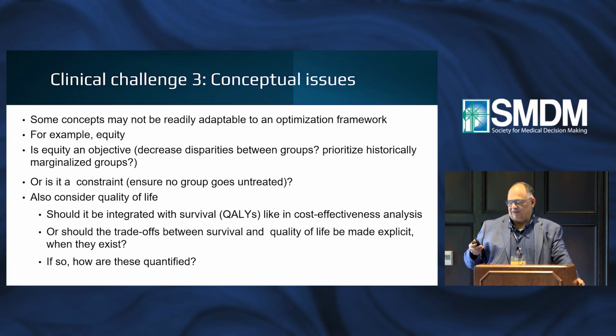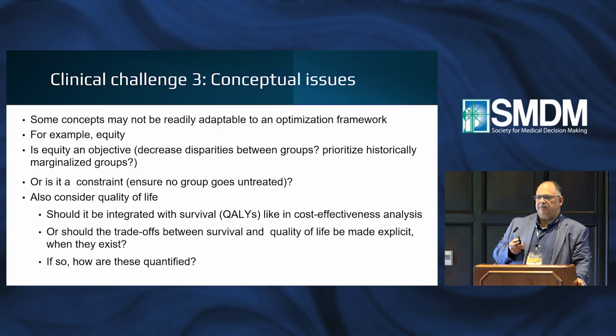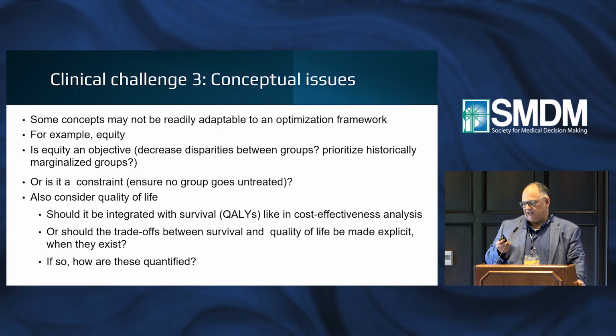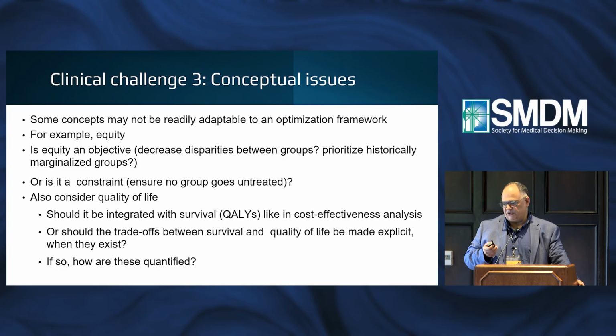My friend Lauren Cipriano reminded me that oftentimes you can reframe objectives to be constraints and vice versa. But it probably matters also in terms of the framing for people who are actually the consumers of the analysis, not just for the people who are producing the analysis. Similarly, we can look at quality of life. Should it be integrated with survival, like in cost effectiveness analysis, where we talk about QALYs, or should the trade-off be made explicit? And how are these quantified?